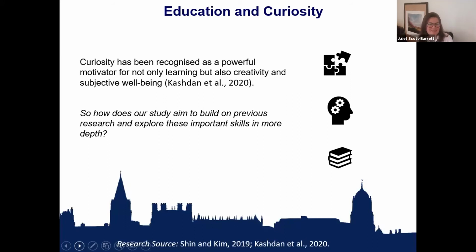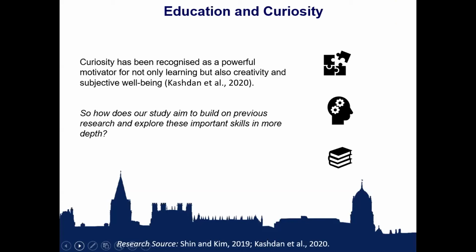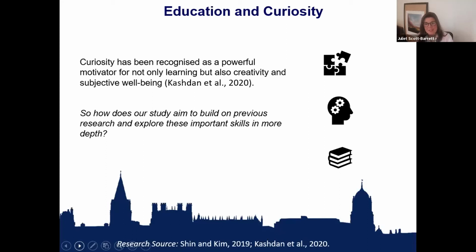And we'll see on this slide that there is great research into the way that curiosity can be a powerful motivator for not only creativity, but also for subjective well-being. So meta-analyses suggest that there's a strong relationship both between creativity and curiosity, but also there are strong links with positive psychological outcomes, such as open-mindedness and feelings of autonomy and competence and belonging. And the research of Kashdan and colleagues and Shin and Kim have showed these strong relationships. So how does our study aim to build on previous research and explore these important skills in more depth? I'm going to hand over to my colleague Tracy, who will be giving a little bit more information about the way that we are going to be conducting this research.